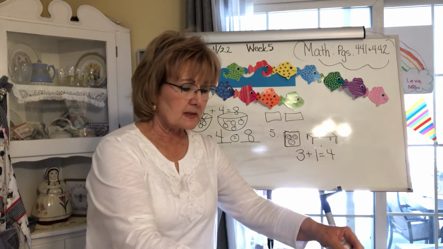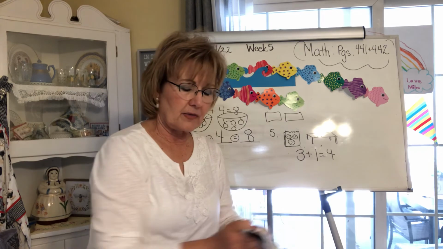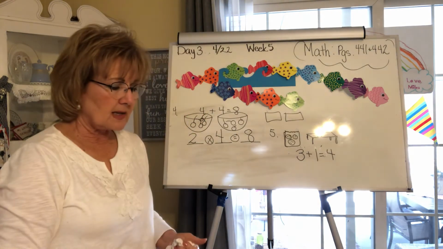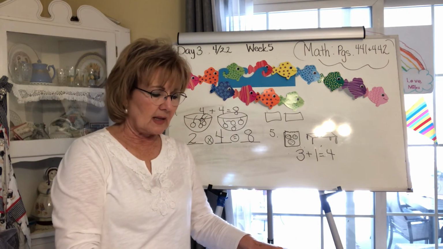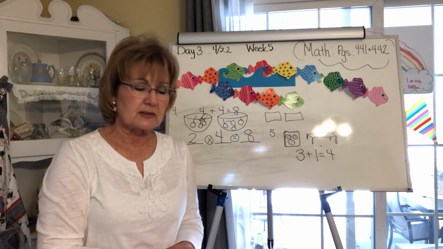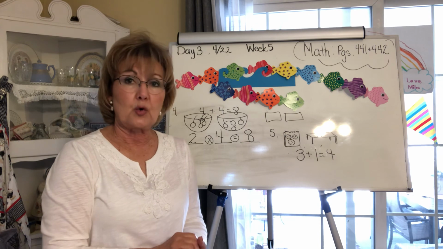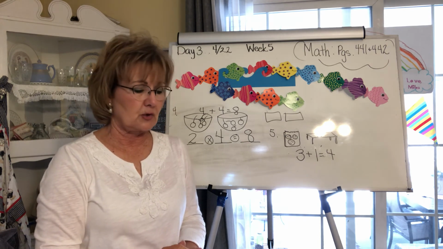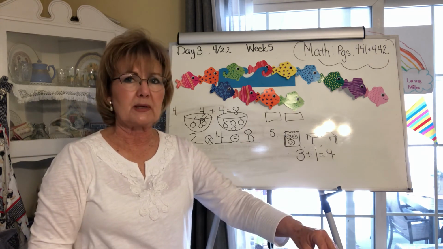Alrighty, so we're finished with that math, if you are finished. And next up is language. And we are going to do an activity book page, and it's going to be called Fact or Fib. Okay, so you can get that out, but you probably need your book too.